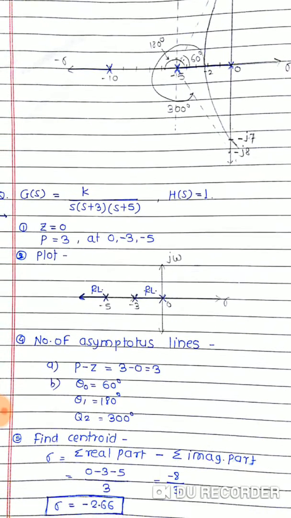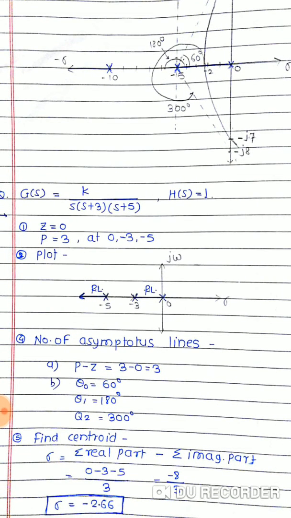We have to plot it from 0 to minus 3, that is a root locus. Then from minus 5 onwards up to infinity, that is a root locus. Then we'll find out the number of asymptote lines and angles. Number of asymptote lines are 3.